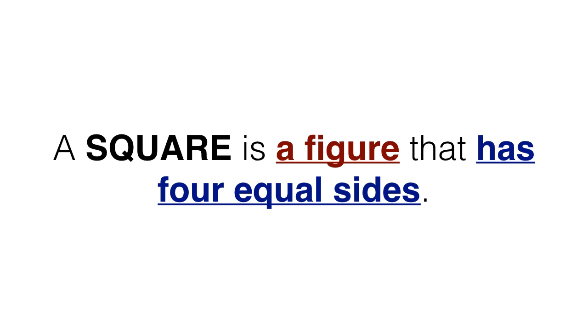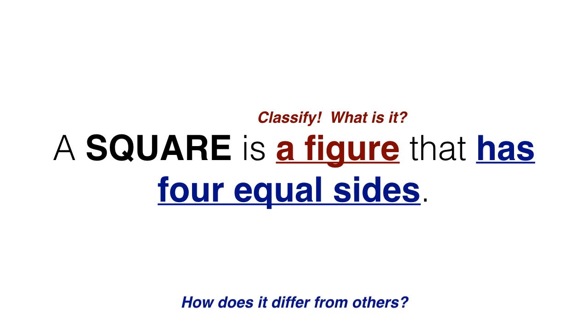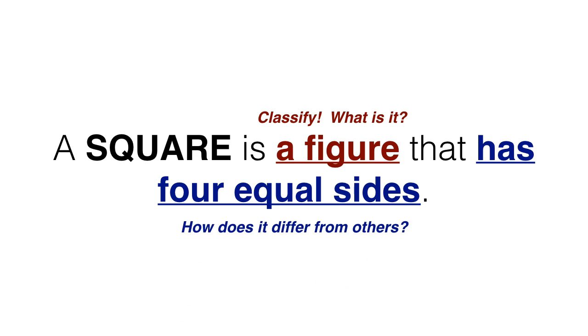Here we have a definition. A square is a figure that has 4 equal sides. The wording in red is us classifying a square as a figure. What is it? It's a figure. And how does it differ from other figures? It has 4 equal sides.